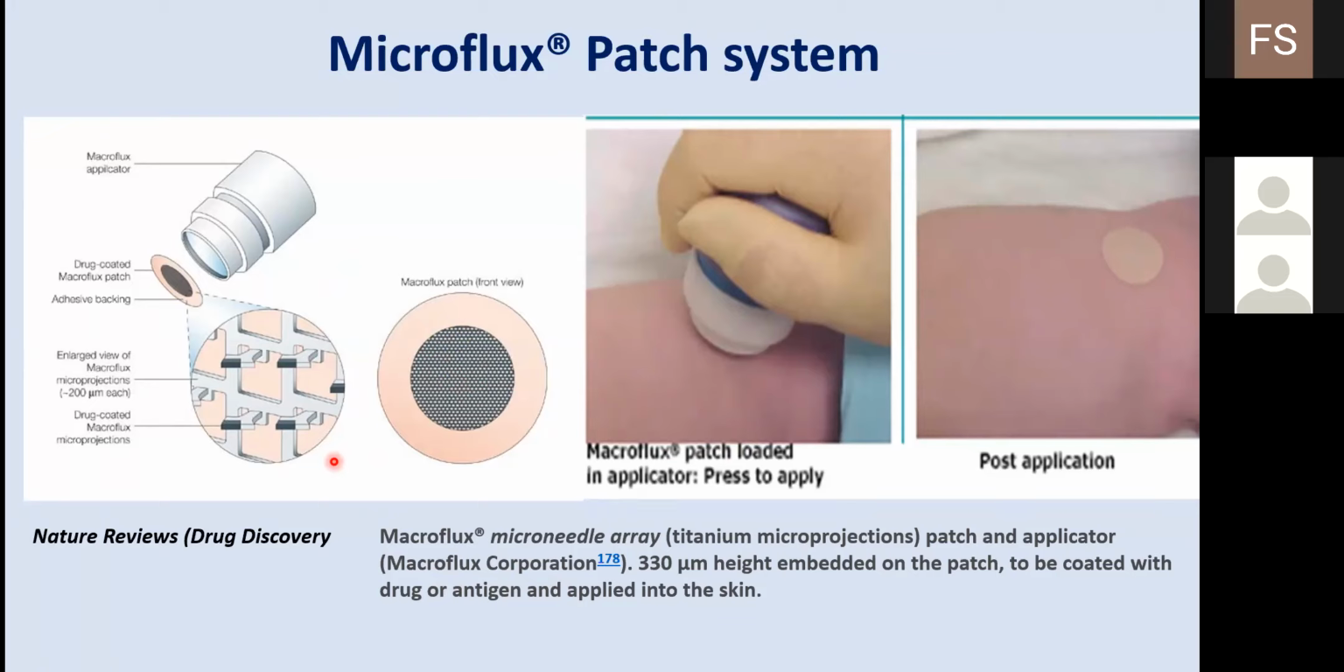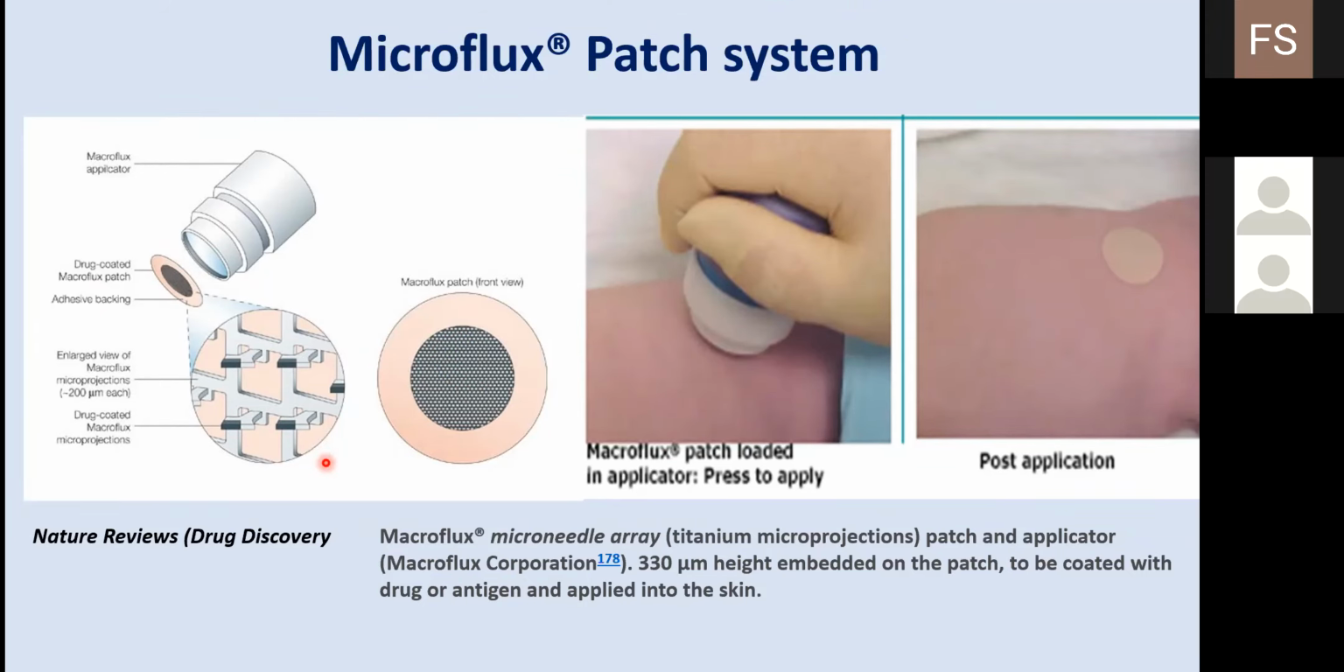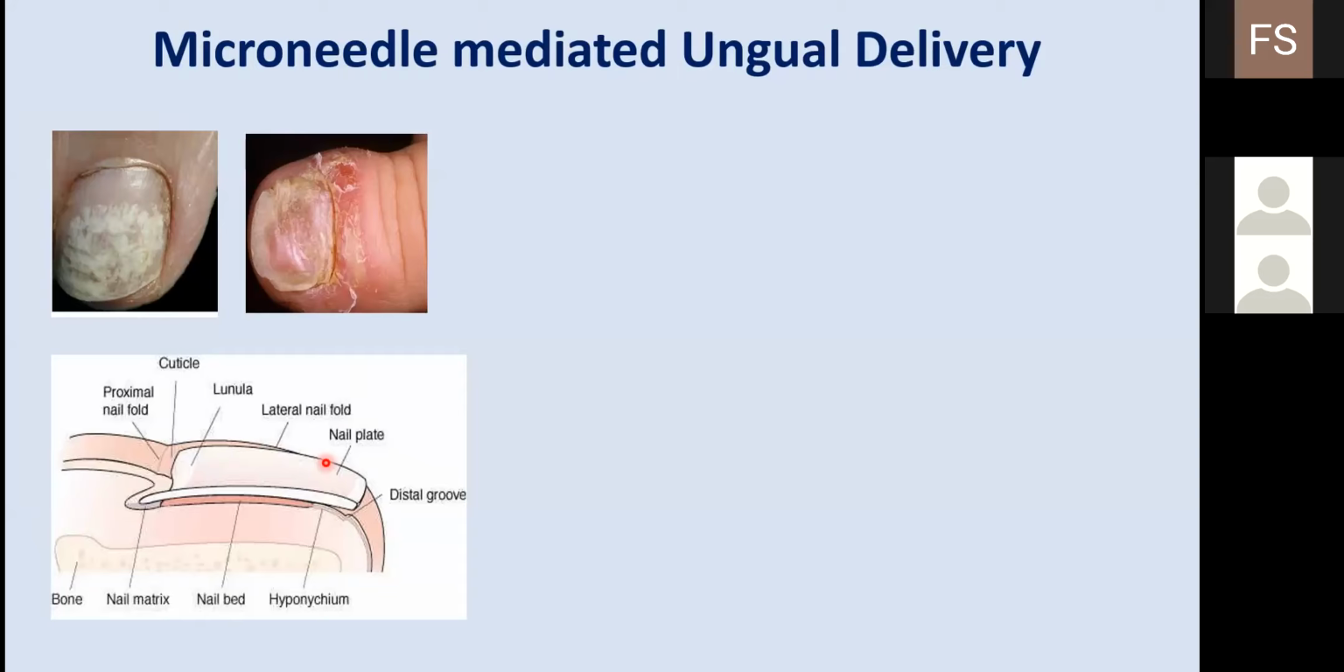So there are so many other applications of these metallic microneedles that people have explored, like we did in the case of ungual delivery. So what is ungual delivery? The delivery of drugs into the nail plate. You know how hard the nail plate is. The nail plate is full of dead cells filled with keratin. There is hardly any lipid, about 1% lipids. Molecules cannot diffuse across the nail plate easily.